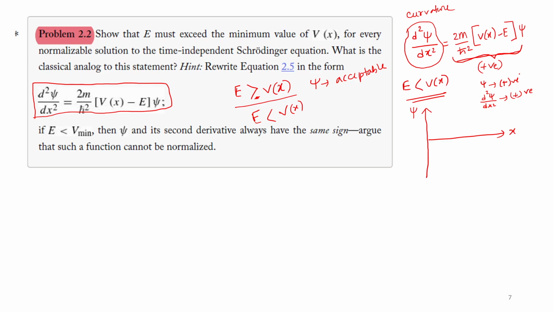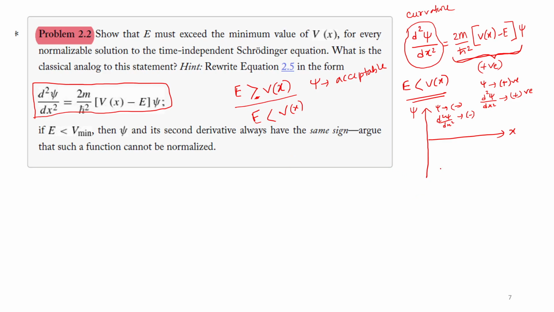And when psi is negative, then d2 psi by dx square will be negative, because negative times positive, the whole term is negative. So d2 psi by dx square is negative when psi is negative. So that is what it is saying: psi and its second derivative always have the same sign. Now we have to argue that such a wave function doesn't exist or cannot be normalized.